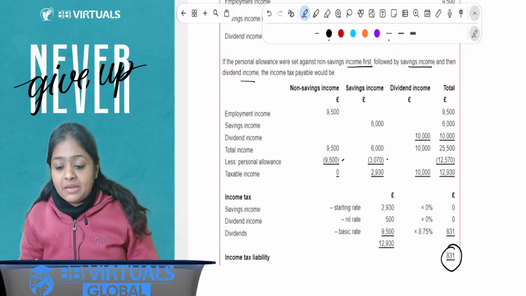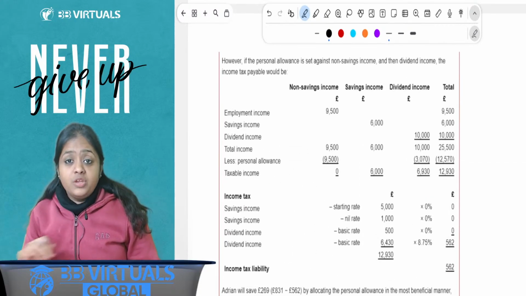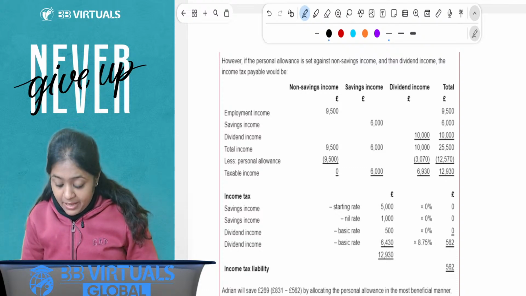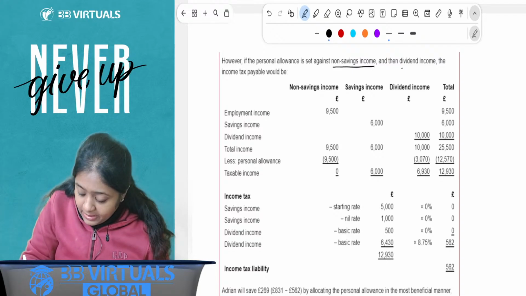Now please see the beneficial approach, you will find the difference. However, if we use the PA in the most beneficial manner, that means we first use it against NSI and then DI. Why?